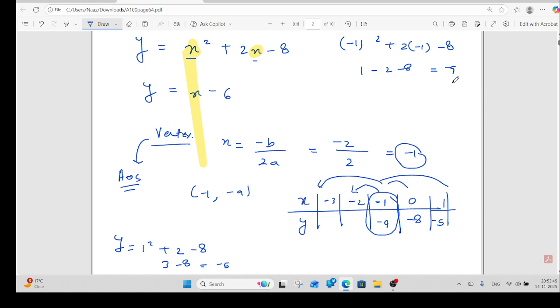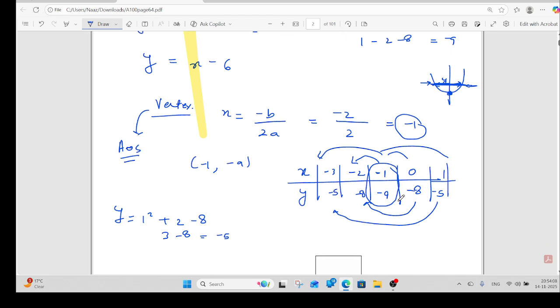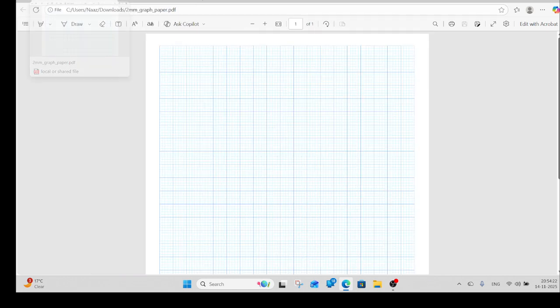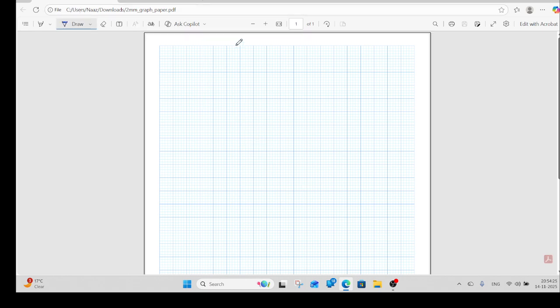Now, because our graph is going to be like this, let's say this is my vertex point, it is symmetric across this point, right? So the value of y is going to be the same on both sides, this side and this side. That's why I can write the same values here. This is going to be negative 8 and this is going to be negative 5, right? Now we can plot it. So let's plot it. We have these points. Let me first plot my vertex, negative 1 and negative 9.